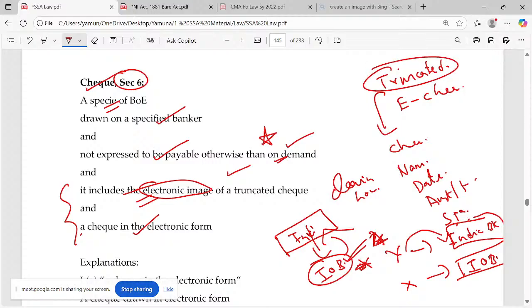Actually, the electronic image of the truncated check is also included here. Because who will handle the truncated check? X and Y will handle it. Then it is going to the bank. Banks handle it from bank to bank, right? It is the transfer of images. Am I right? So here, electronic image of truncated check or a check in electronic form. We usually do not use this e-check. It's not in practice publicly. Okay, so that's about section number 6.